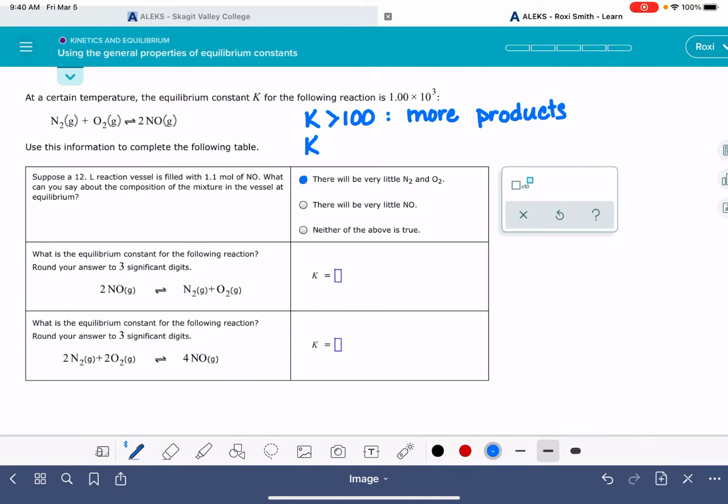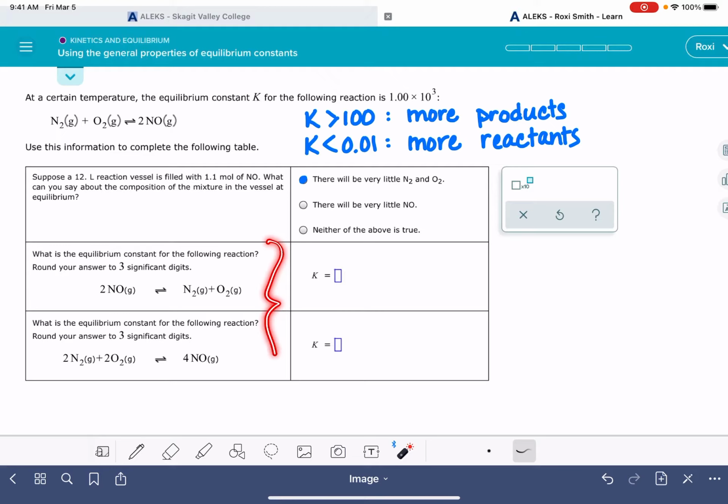Now, even though it doesn't apply to this problem, if your value of K is small, and we define that as being less than 0.01, in that situation you would have more reactants than products. And if your value of K is somewhere in the middle, between 0.01 and 100, then we say we have a pretty even balance of reactants and products.